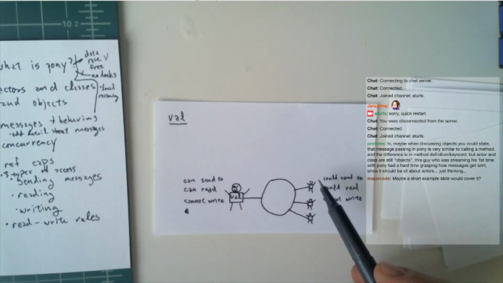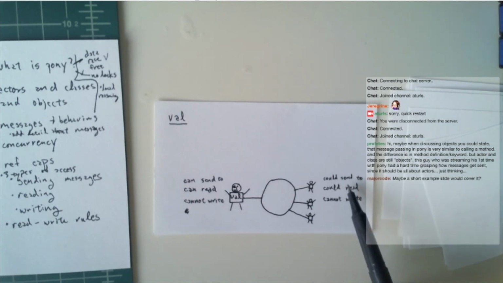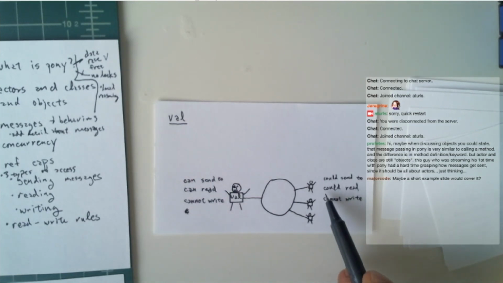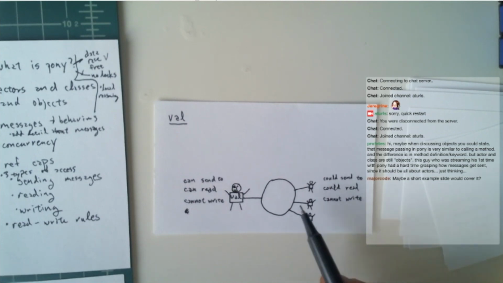And so what we know about all the other actors is that there could be other references that can send messages. So again, we've talked about that. Basically, any reference, even a tag, can be used to send messages. There could be other references that can read from the object, but there can't be any other references that can write to the object. So a val basically says this object is globally read-only.